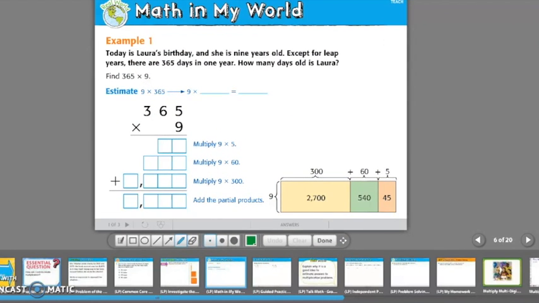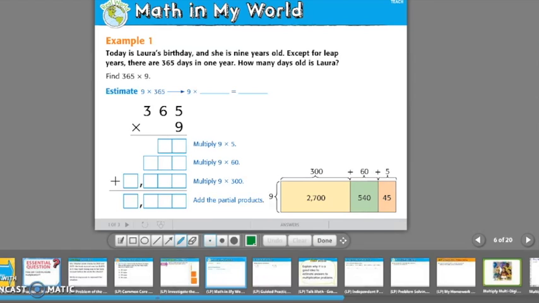Now that we've looked at using base 10 blocks to model multiplication, we're going to look at some problems and solving them without the blocks. So above Math in My World, and you can only see this on your page that came from your book, it says you can use partial products to multiply by a multi-digit number. So we're going to look at partial products in this example to multiply by a multi-digit number.